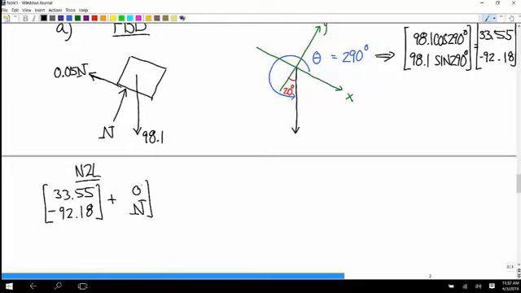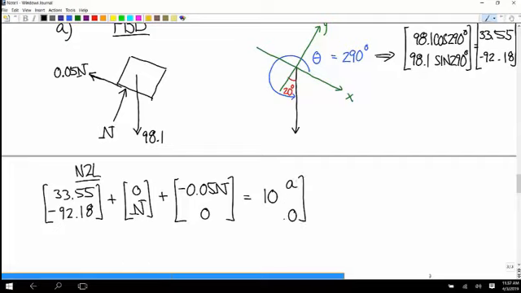And the normal force is always just 0 N. The friction force always has only an x component, but it can change signs. In this case, that's in the negative x direction, so that's negative 0.05 N and 0 for y. That's all the forces. And then this is equal to 10 times the acceleration, which is only in the x direction.